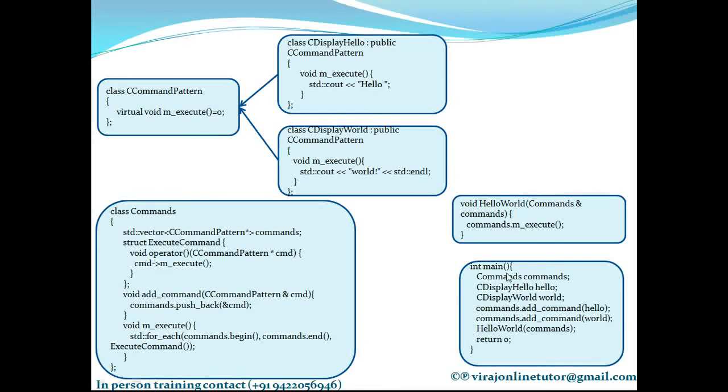So in the main function, I create an object commands, I create an object hello, and I create an object world. Then using add command, I add the hello object to this list. Using add command, I add the world object to this list. So this list contains two objects, hello and world. In hello world, I am passing these commands which contain two commands. Once I call the execute function of the commands, it calls the execute function of all the objects in this list. So first it will call execute of hello, then it will call execute of world. So it will print hello world on the screen.